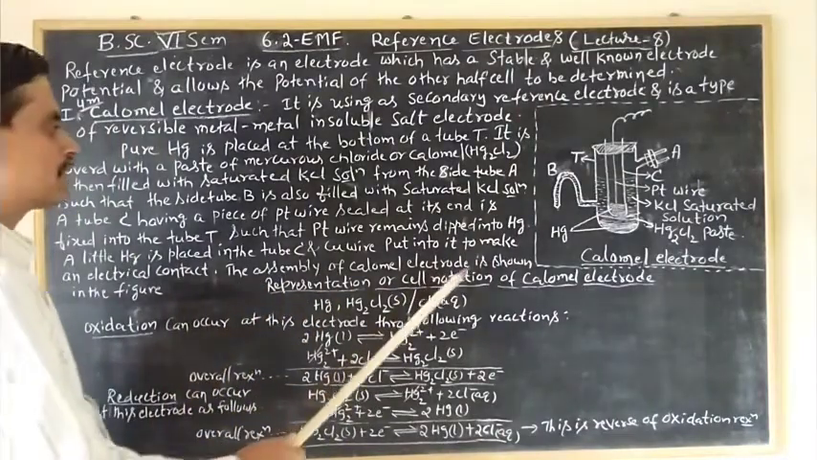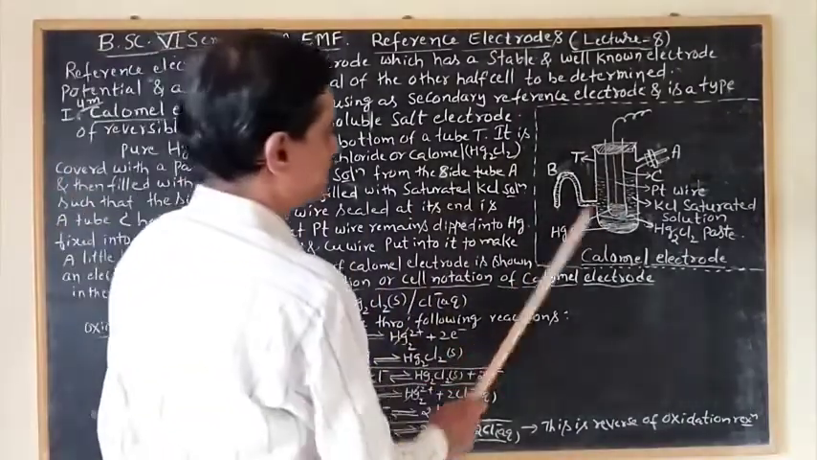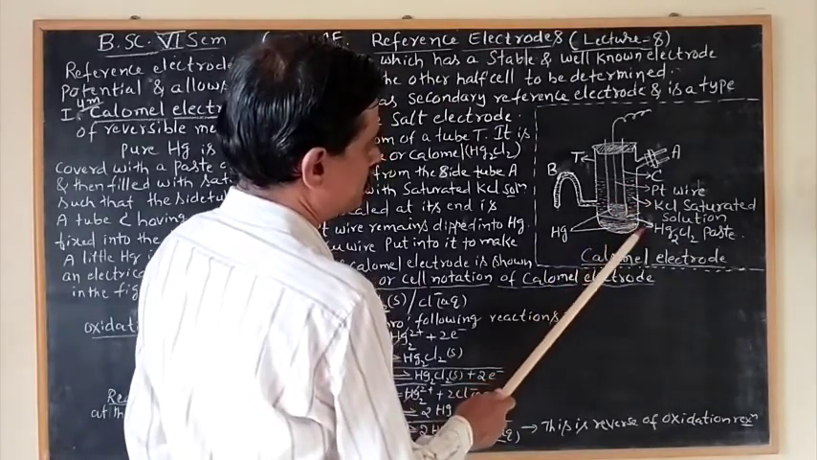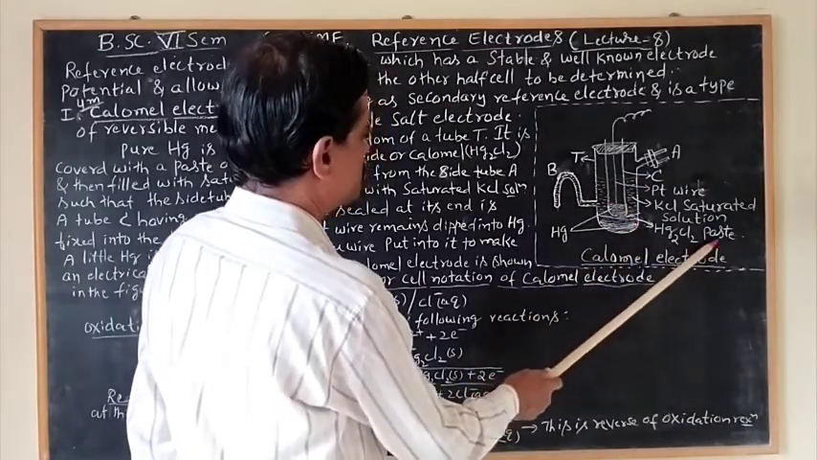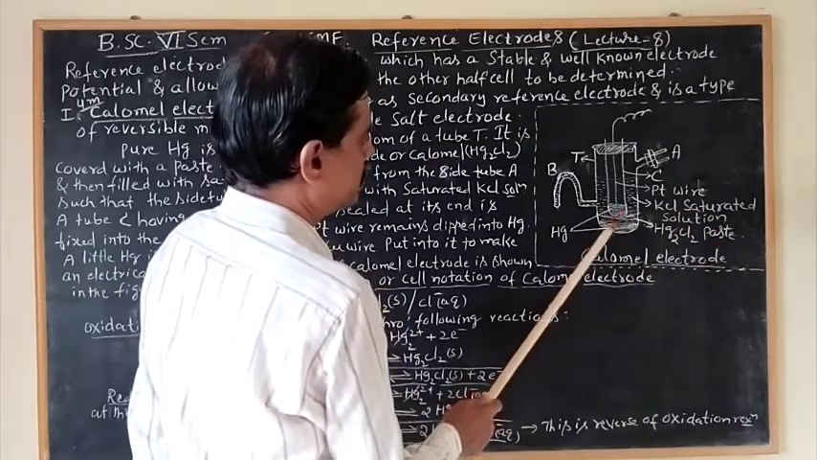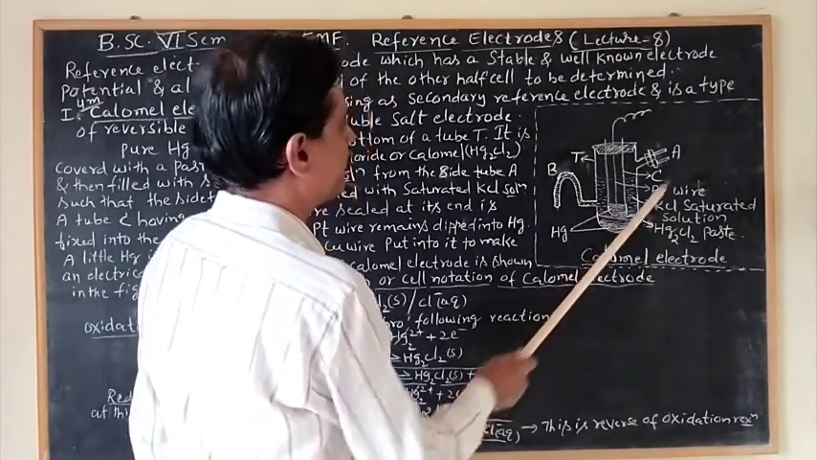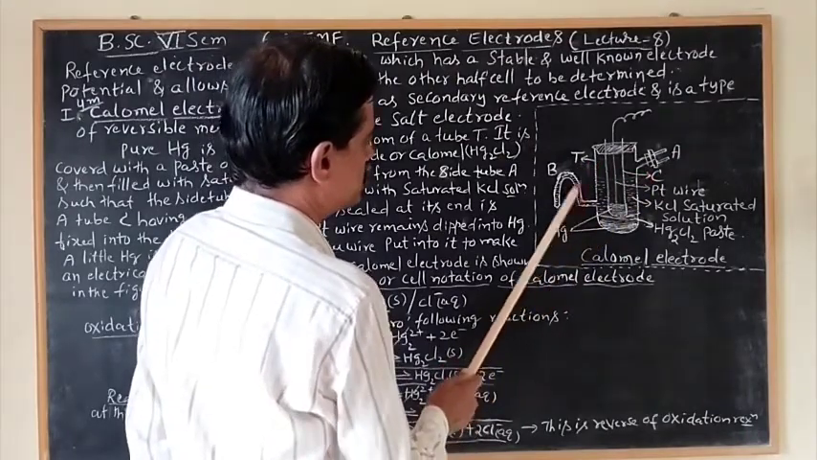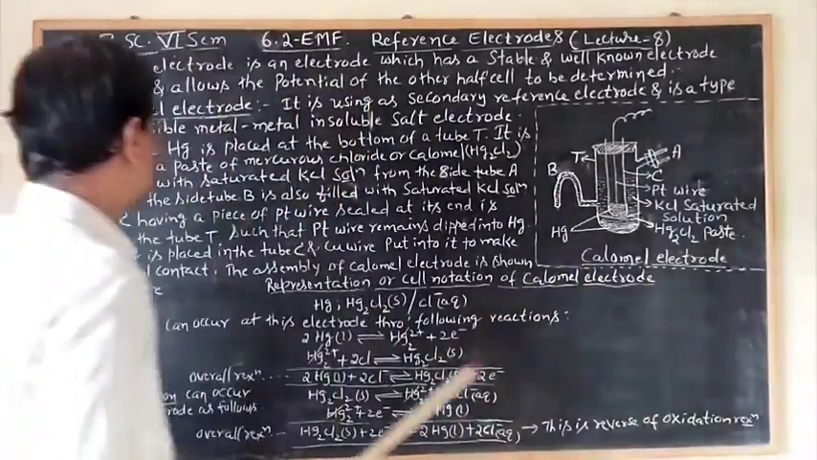The assembly of the calomel electrode is shown in the figure. So this is the assembly of the electrode. This is the platinum wire. This is saturated KCl solution, and this is Hg2Cl2 paste, and this is mercury. This is also mercury. This is tube A, this is tube T, this is tube C, and this is the side tube B.